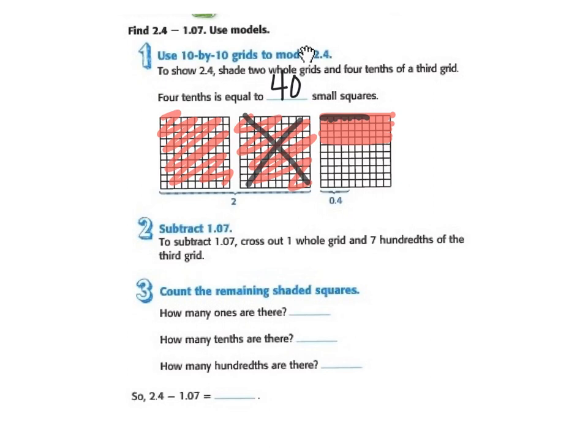Now we want to count the remaining shaded squares. That's step number 3. So how many ones do we have left? We have 1 whole grid. How many tenths are there? If we come over to this side, I can see that I have 3 full strips. So I have 3/10. And then how many hundredths are there? I want to count these top 3. So I have 1, 2, 3. So I have 3 hundredths left. So if I had 2 4/10 and I subtract 1 7/100, I have 1 33/100 left.